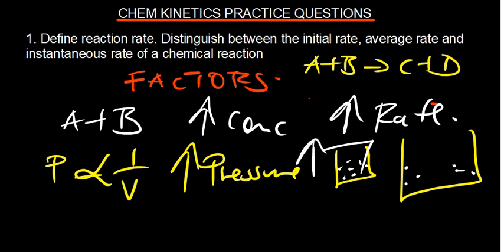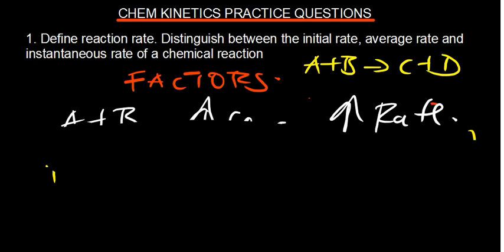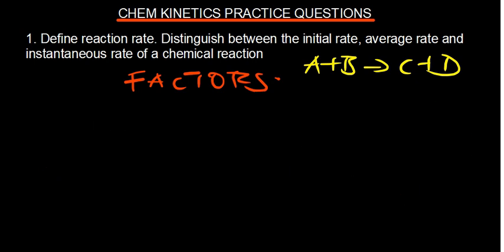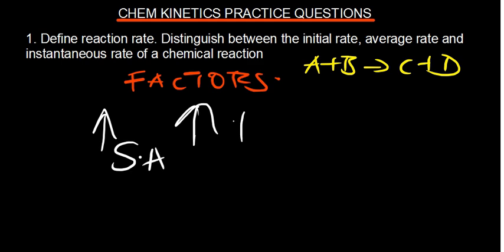Then the other thing that we need to understand for the solid particles is the surface area. When you increase the surface area, you favor more what? More collisions. So an increase in the surface area will increase what? The rate of a chemical reaction. So those are some of the factors that we did talk about.